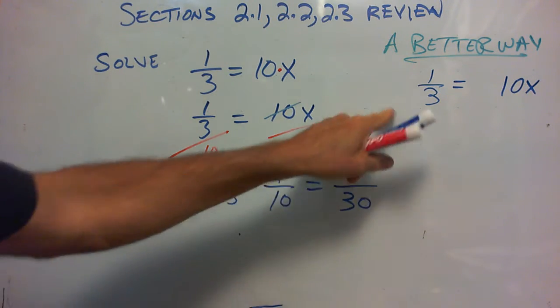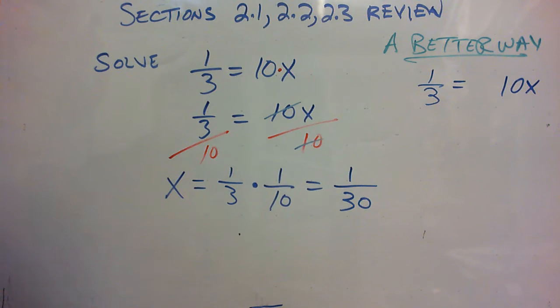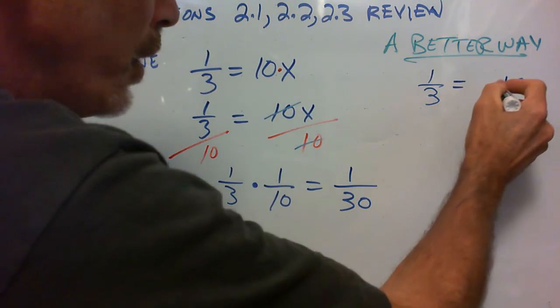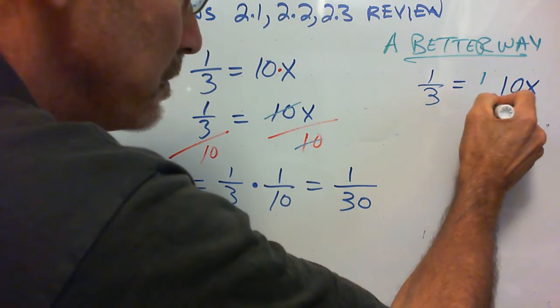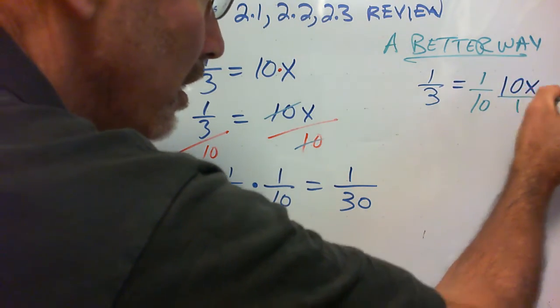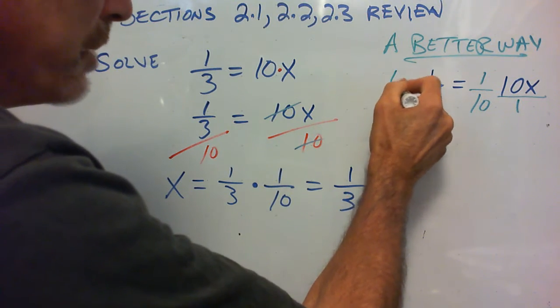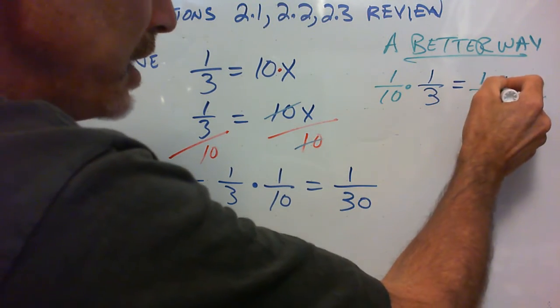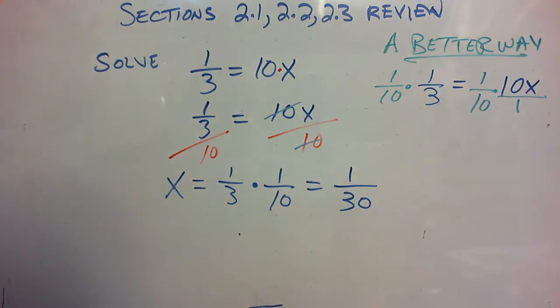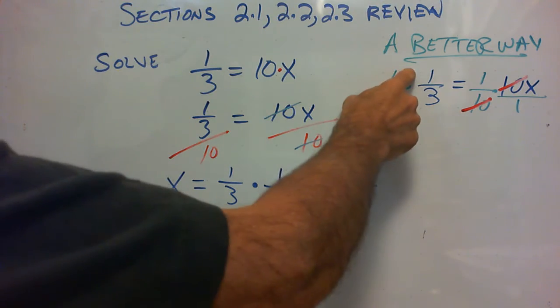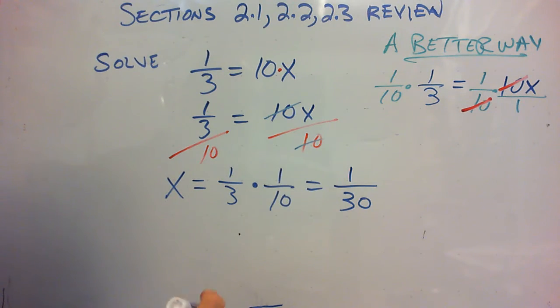Okay, and on the right here, I'm showing a better way to do this problem. Other than just dividing both sides by 10, we could have multiplied both sides by 1/10, because that's what dividing by 10 is. It's multiplying by the reciprocal. And when we do that, the 10's cancel out on the right side, leaving just x. And we have our answer, 1 times 1 over 10 times 3.